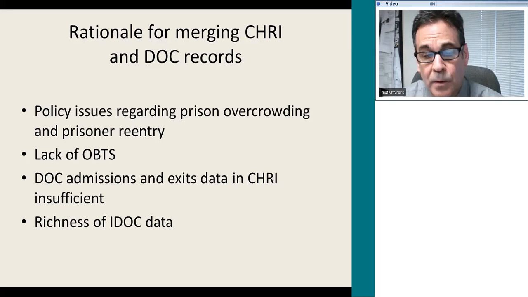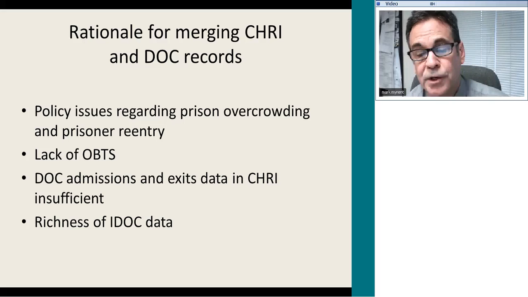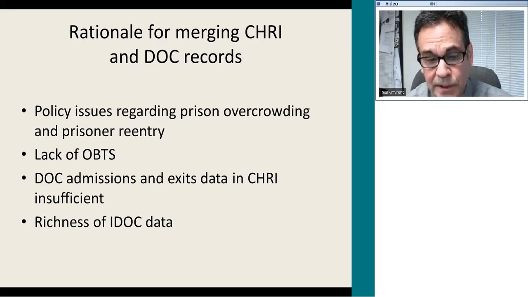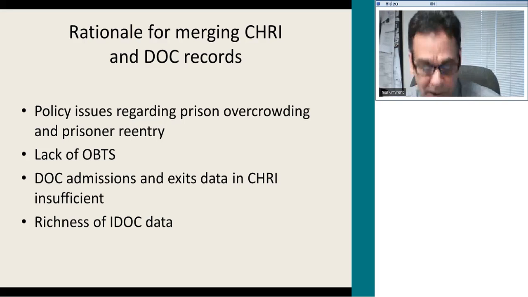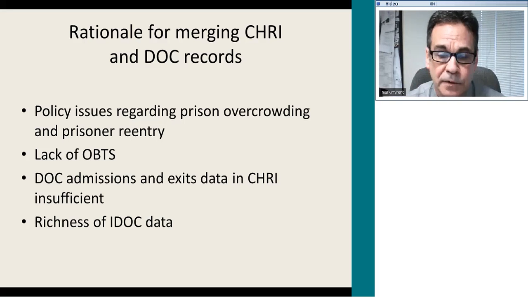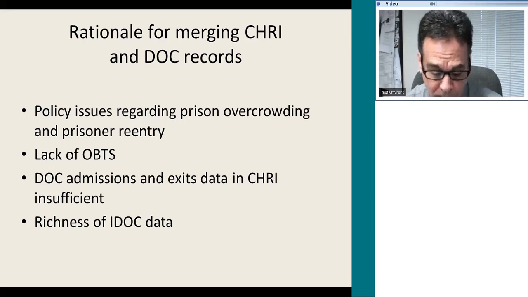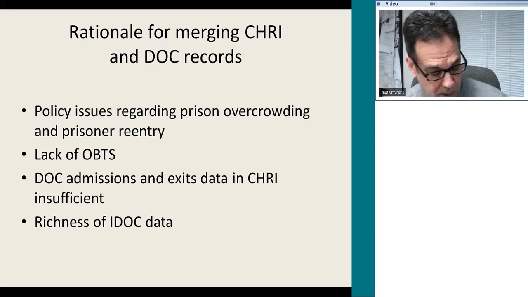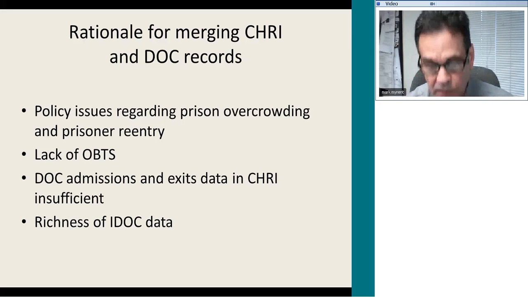We don't have an offender-based tracking system. Now, our criminal history system does accept corrections, admissions, and exits data, but it's really insufficient. A lot of the data that should be there is missing. Even if it was there, there's a fair amount of richness to our corrections data that we'd really like to avail ourselves of, even if we were able to access admissions and exit information. They can tell us, for example, whether admissions were for a new court admission or for a technical violation, whether someone is achieving good time during their prison stay.